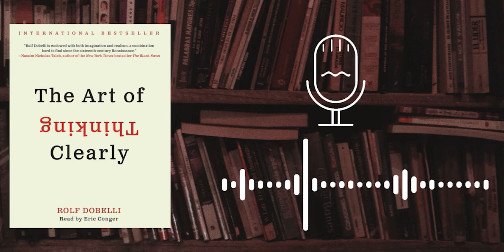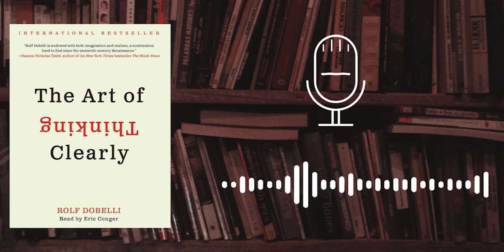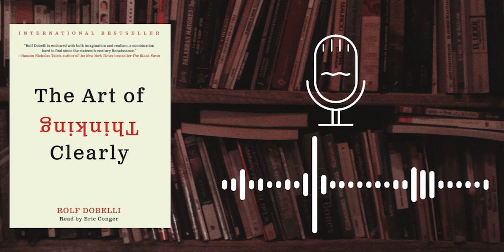Black swan effect. The black swan effect refers to the impact of highly improbable and unpredictable events. This leads to an underestimation of uncertainty. Understanding the black swan effect helps us prepare for the unexpected and build resilience.